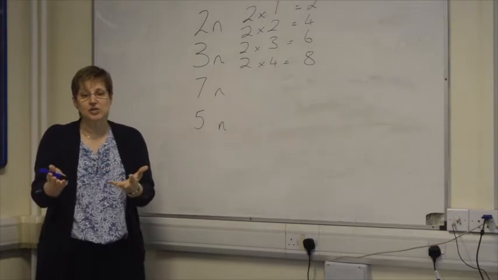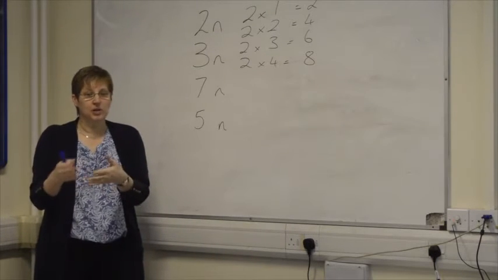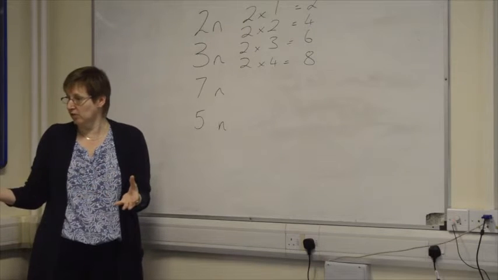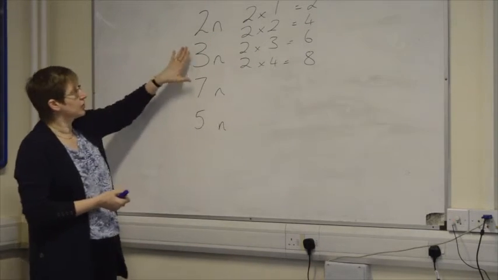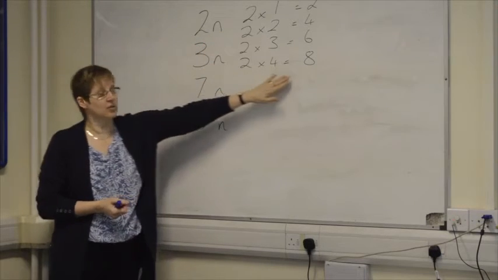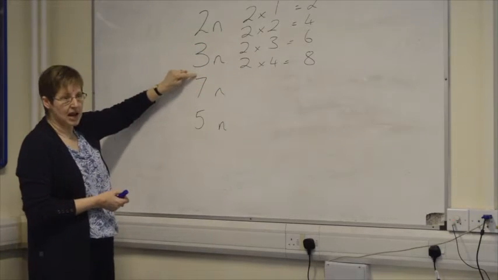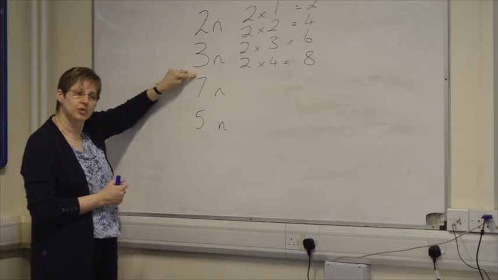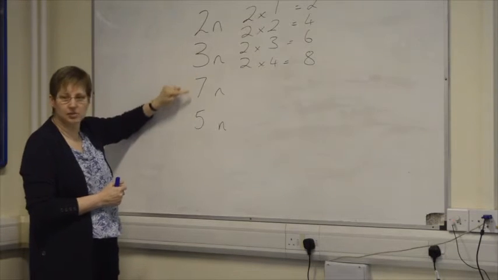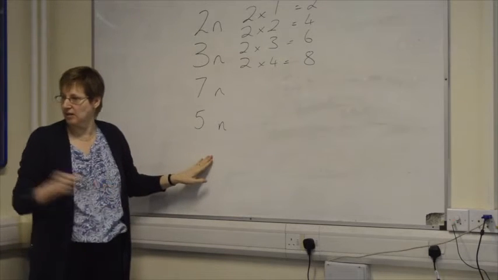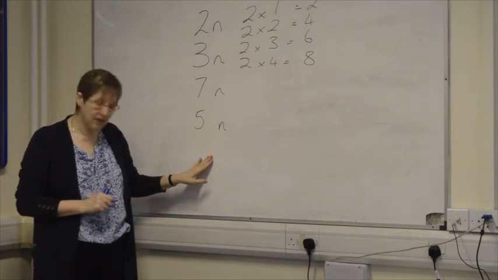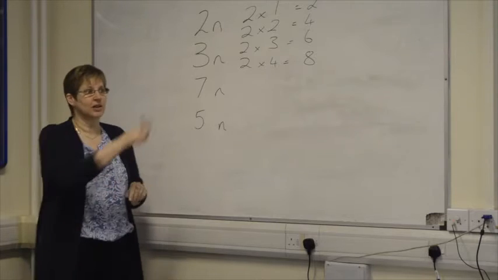Now when you say the 2 times table, normally you'd go up to 12 times 2, but of course we could carry on, couldn't we, forever, and as you say, infinitely. So 2n will create the 2 times table. So 3n, Charlotte, will create what? The 3 times table, and 7n, Lauren, will create 7 times table, and 5n will create what? 5 times table. Good.